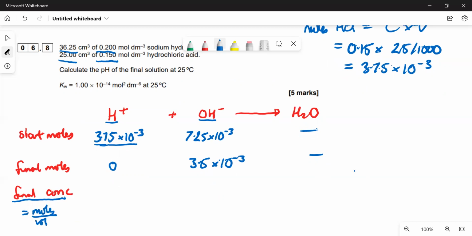So what is the new volume? Well, the new volume, look up here, we've added 36.25 to 25. So the new volume, if you add those two together, is 61.25 centimeters cubed.